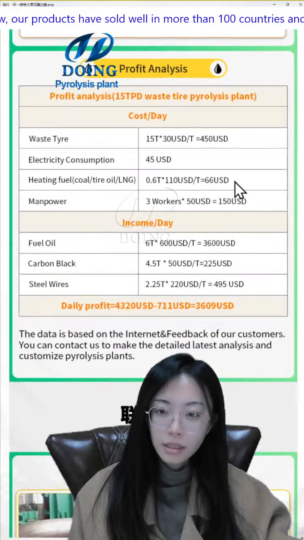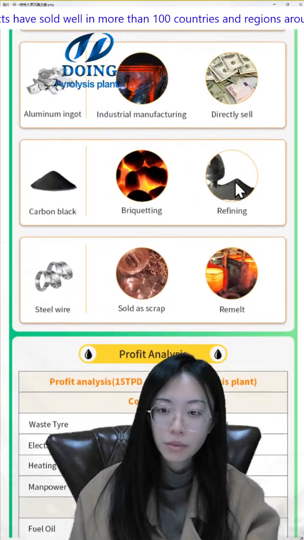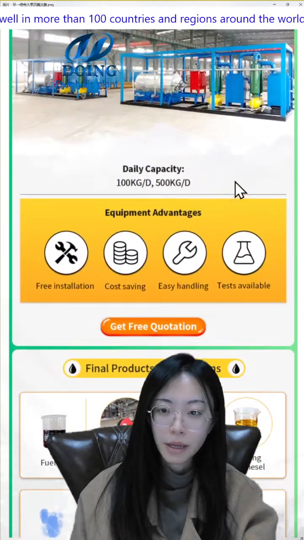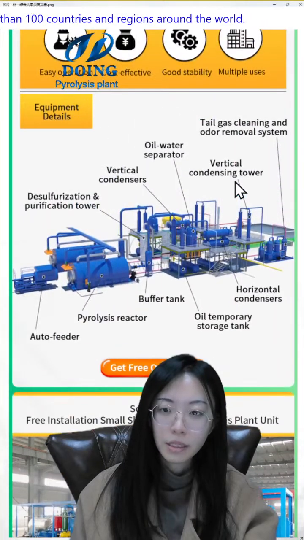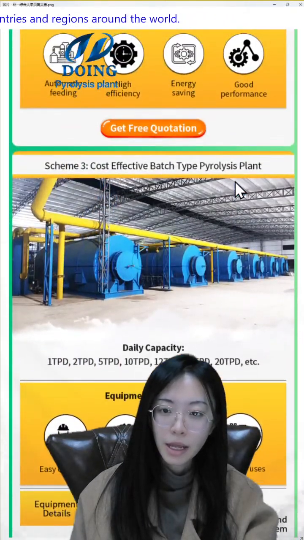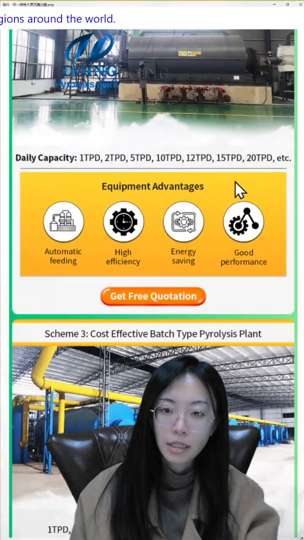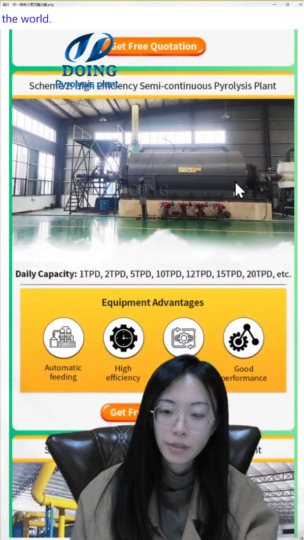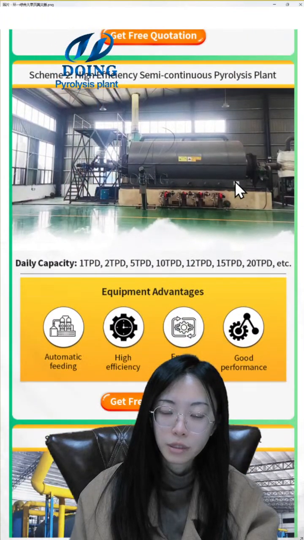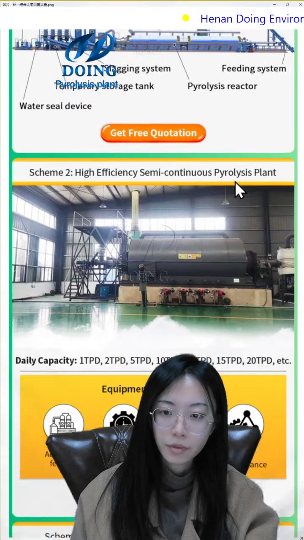And here is some information about the raw material and the application. Let's go back to see the different steps. The batch type pyrolysis plant here, and the semi-continuous pyrolysis plant is 3 batches for 2 days, and the batch type is 1 batch for 1 day.